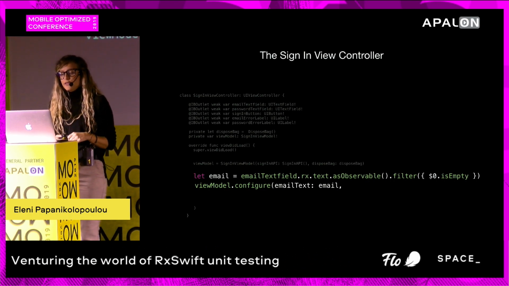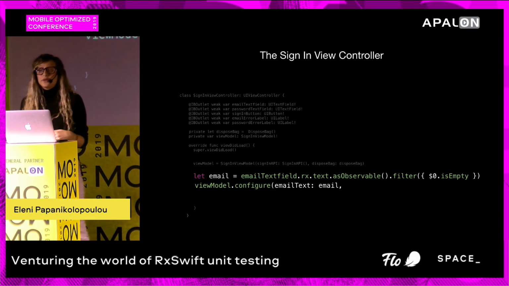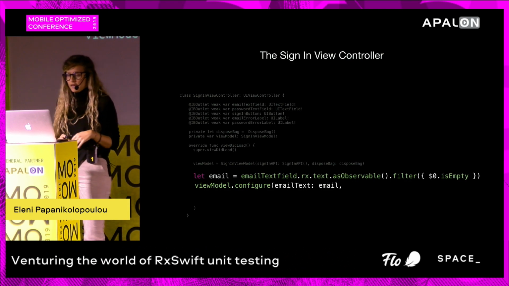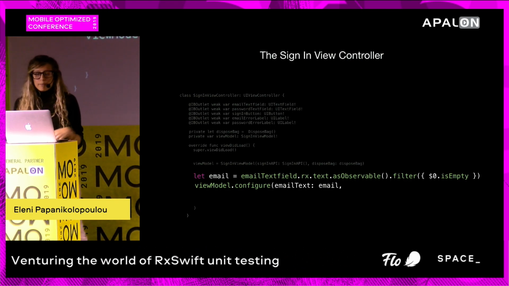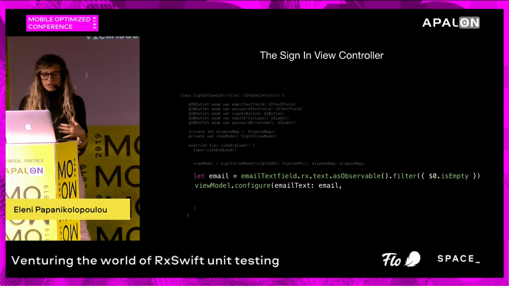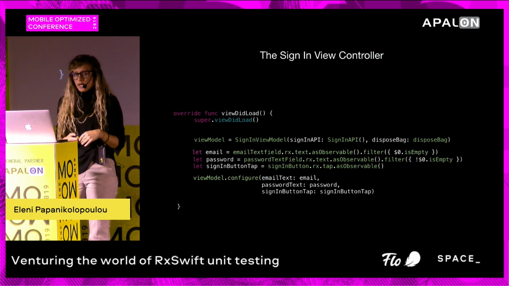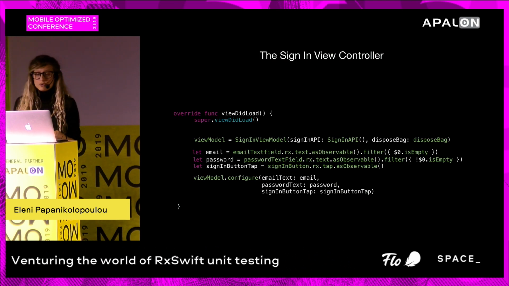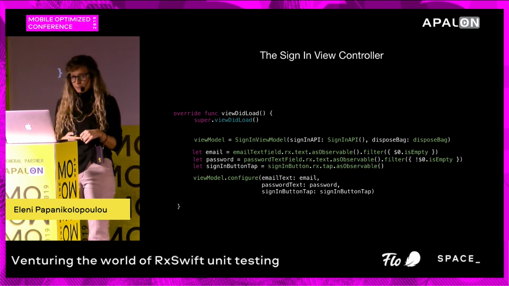And we also filter the events that have strings that are empty. We don't want this kind of events. So we create this input and we pass this input to the configure of our view model. And we do the same for the password and for the sign-in button tap.